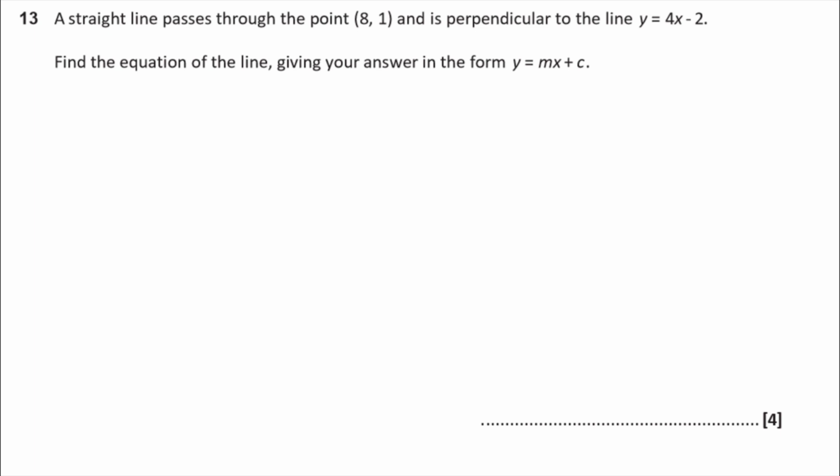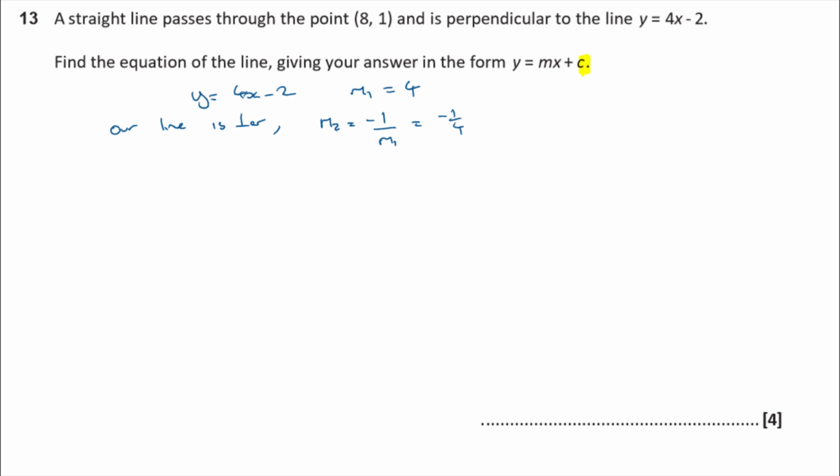Okay, so from the line y equals 4x minus 2, our gradient, which I'm going to call m1, is 4, isn't it? Our line is perpendicular. In other words, m2, our gradient, is going to be minus 1 over m1, the negative reciprocal of the original gradient, so that's going to be minus a quarter. So I've got the gradient already of my new line. All I need to do now is find c, the intercept, don't I?